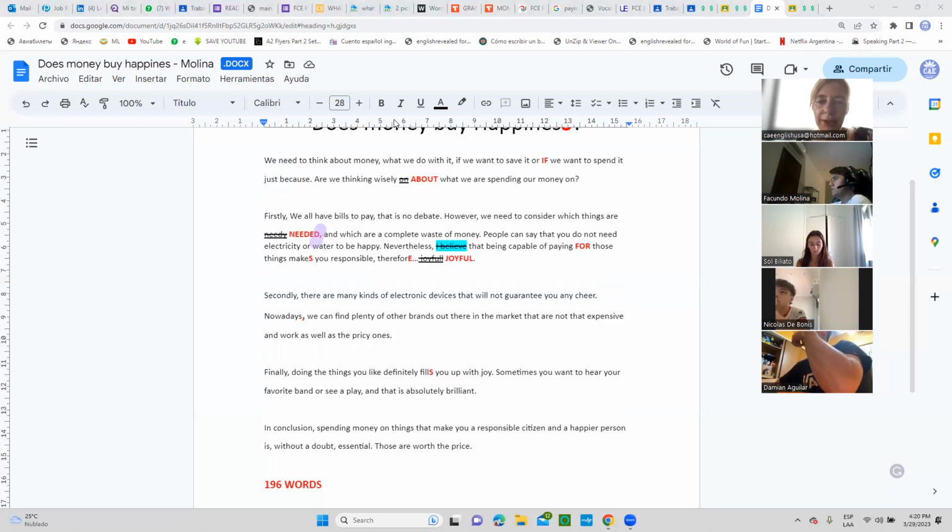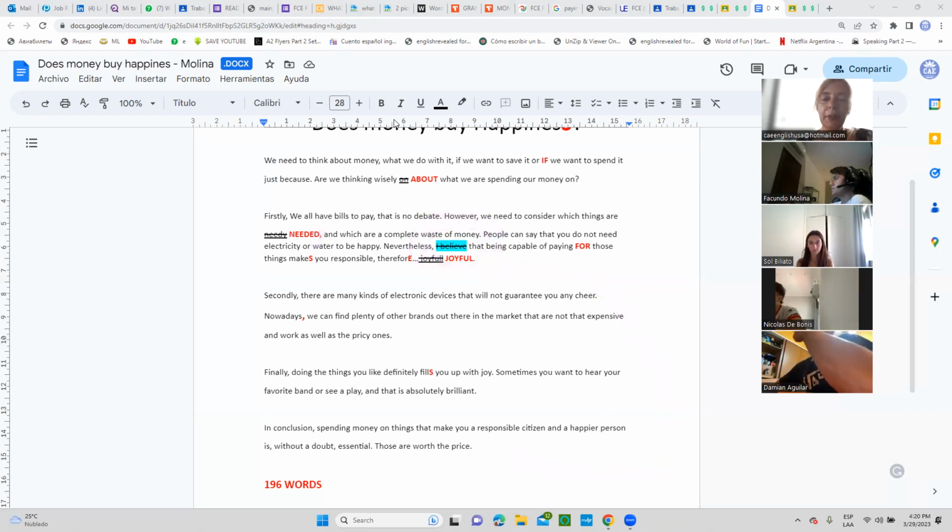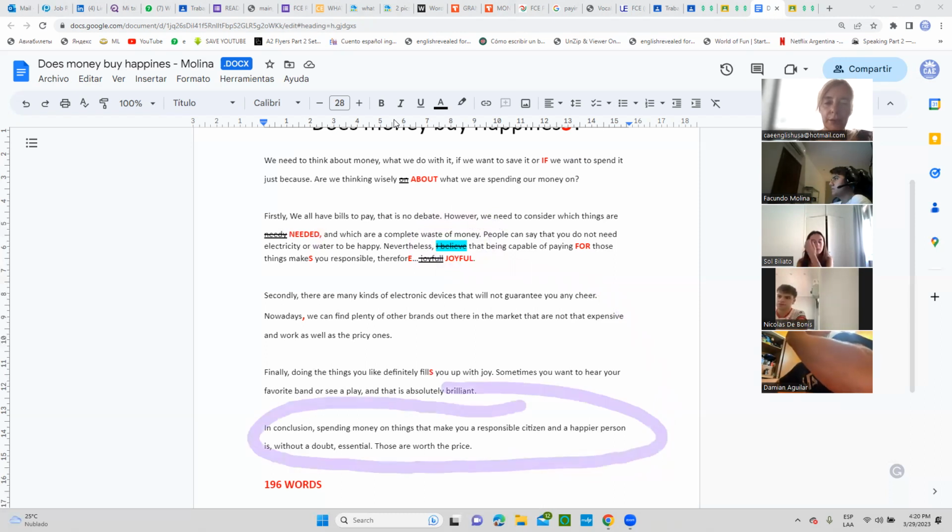People can say that you do not need electricity or water to be happy. Nevertheless, Facu, here, I believe, here, no. You save your opinion for the final paragraph, okay? So remember this, Sol and Facu, remember this, because this essay is new. It was from this week or last week. And so you already know that you are not supposed to write your opinion in the body of the essay. Write your opinion in the final paragraph, okay?